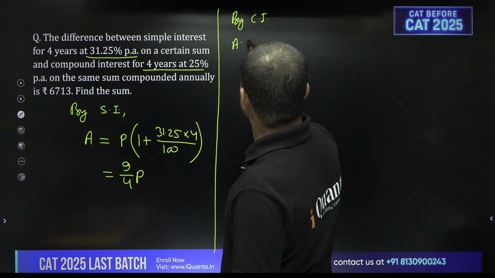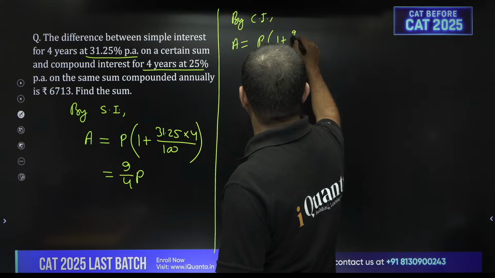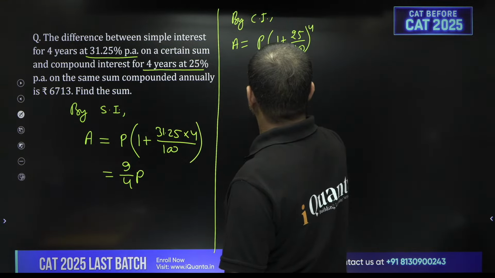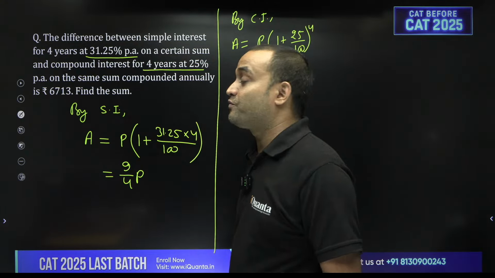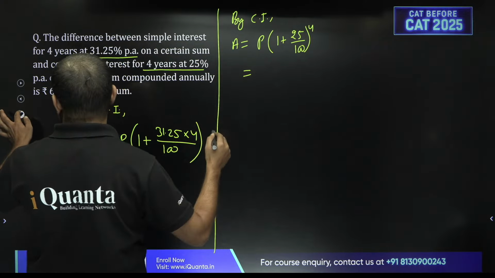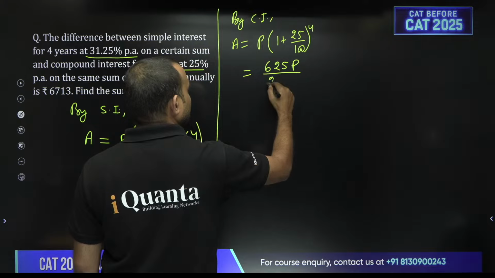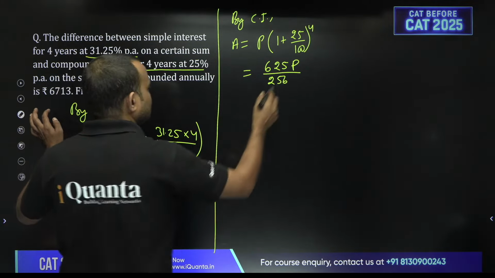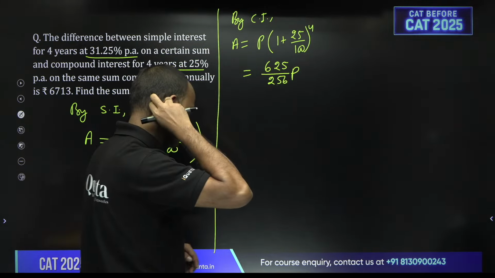amount will be equal to P into 1 plus 25 by 100 to the power 4, which will be equal to P into, now 25 by 100, 1 by 4. So 5 by 4 to the power 4. So that we can write 625. 5 to the power 4 is 625 P upon 256, right? This will be the total amount after 4 years.